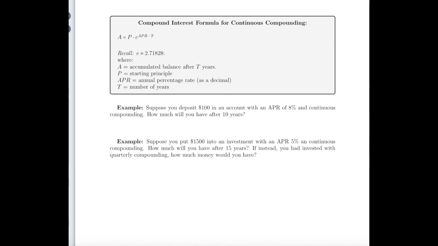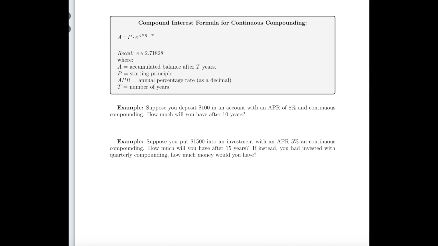So our formula here is A equals P times e to the APR times T. Some of you may recognize this from a previous algebra class. Some of you may not, which is fine, but it's also sometimes said PERT, so P times e to the RT, but it's the same idea. APR is annual percentage rate, so we're always just using the symbol APR instead of R because we're always having an annual percentage rate and not just a rate.